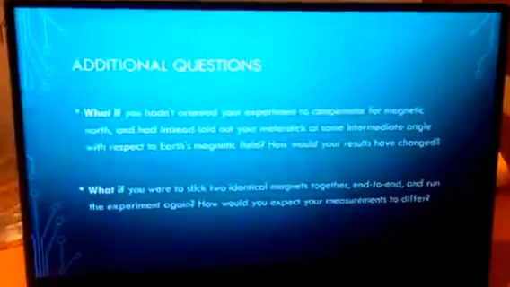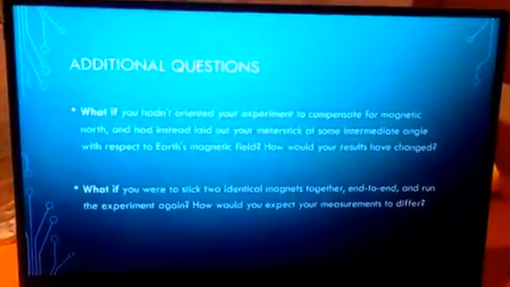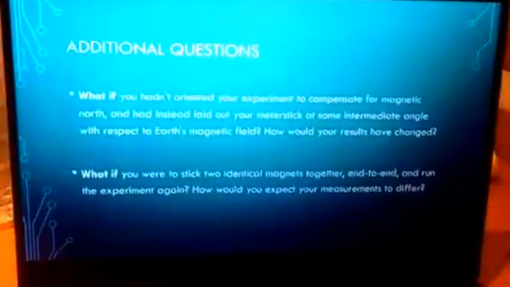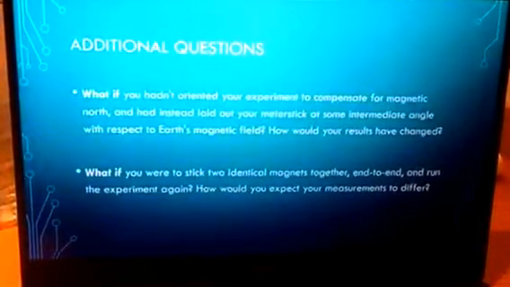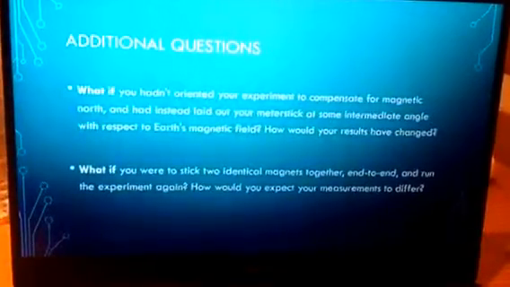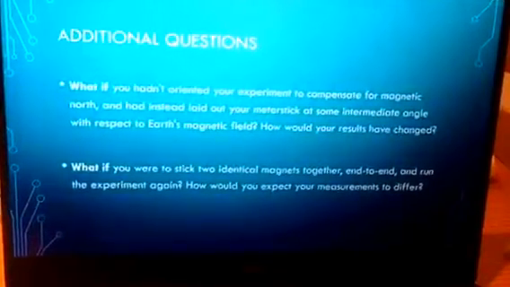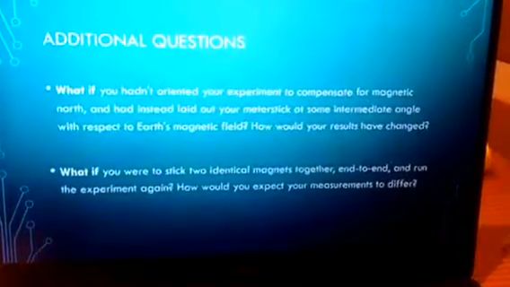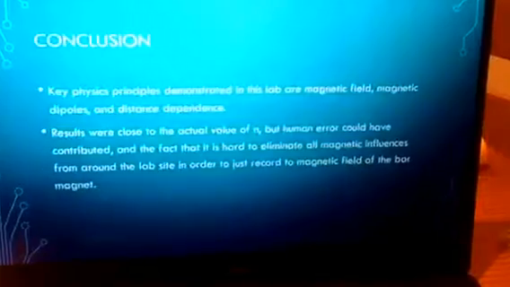If I were to stick two identical magnets end to end together and then run the experiment again, the measurements would differ by having a stronger magnetic field being calculated, although it would not be twice as strong since one of the magnets would be an entire magnet length further away from the magnetometer than the first magnet. So you would not be adding the exact same values on top of each other.